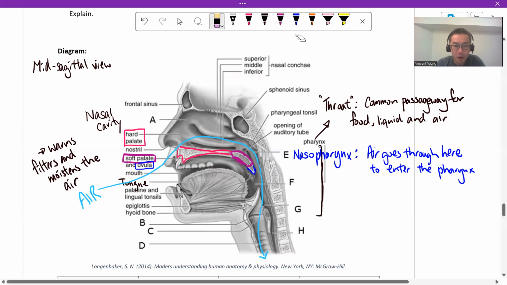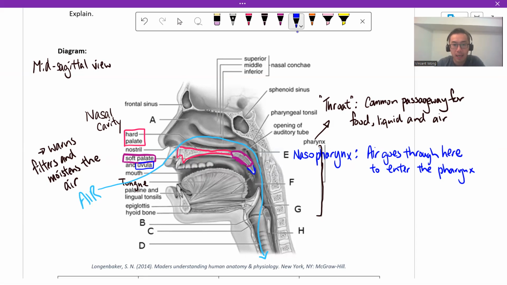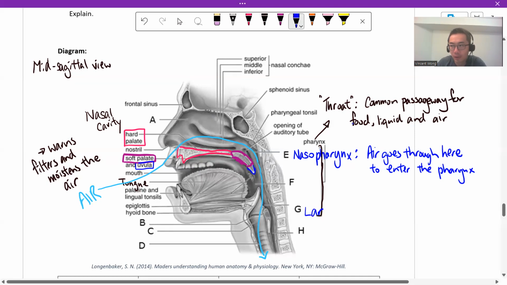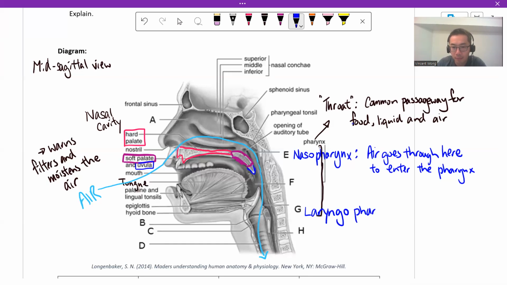Okay. Now, following the blue arrow, we're going to see what else is going to pass through. It's going to exit the pharynx and enter the next part. So G is the exit for the pharynx, okay? And that's called the laryngeal pharynx. So the air exits the pharynx through the laryngeal pharynx.